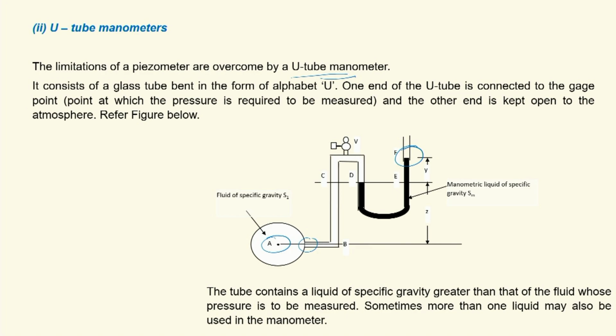The U-tube manometer employs a liquid which has a specific gravity higher than that of the fluid, maybe a liquid or a gas, whose pressure is to be measured. Sometimes in the manometer you will be using more than one liquid, but in the figure shown we are using only one liquid. The manometric liquid is given in dark shade, and has a specific gravity Sm, S standing for specific gravity and M denoting manometer.